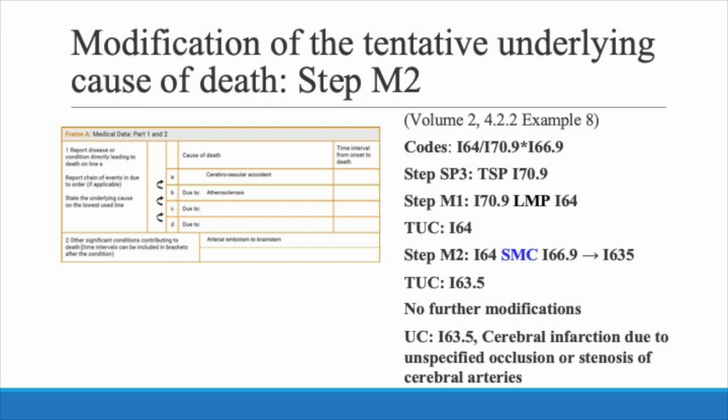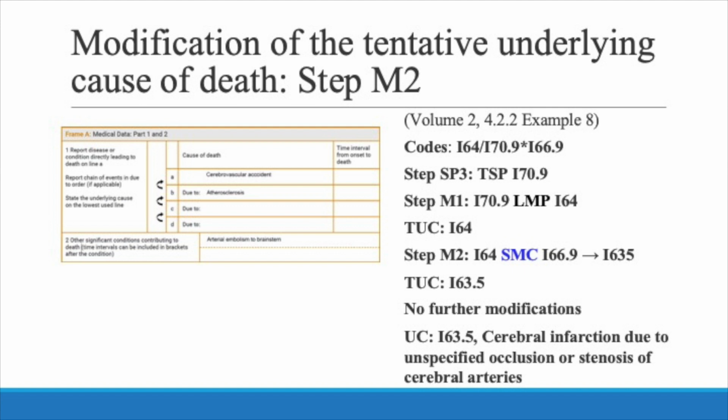That becomes our tentative underlying cause, and we're ready to consider whether that tentative underlying cause can or should be modified by anything else on this certificate. Step M1 applies to the tentative underlying cause I70.9 by a special instruction to prefer I64 when reported with it. Our new tentative underlying cause by an application of step M1 is I64.